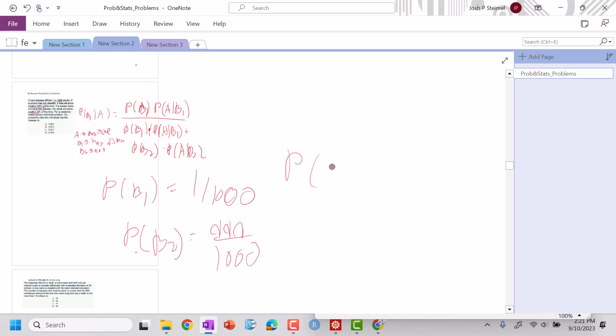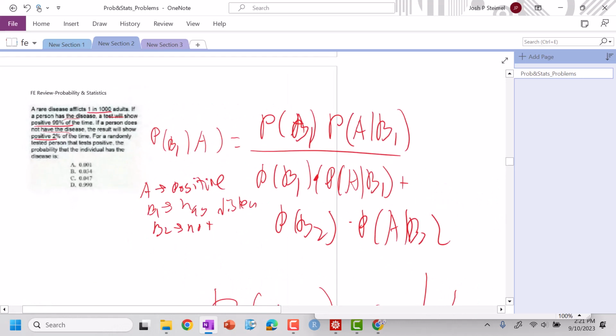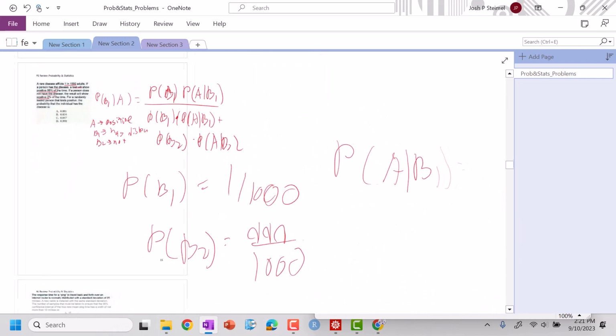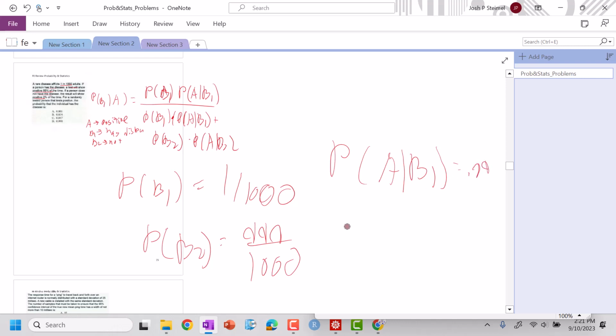What is the probability that we test positive given that we have the disease? That'll be 99%, 0.99. Probability that we test positive given that we don't have the disease, that's going to be 0.02.